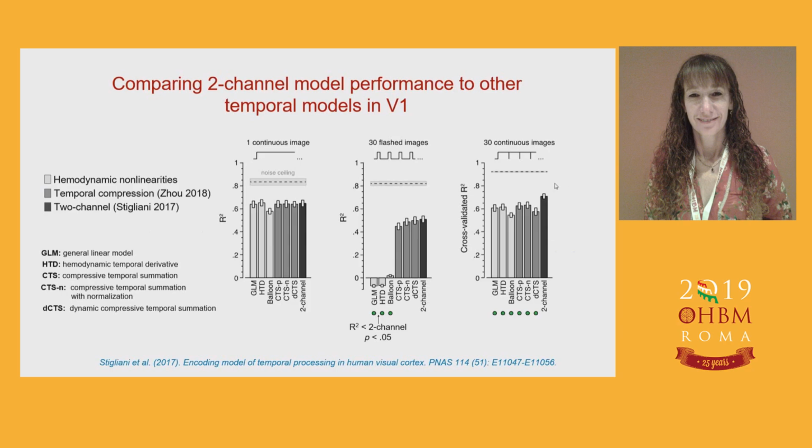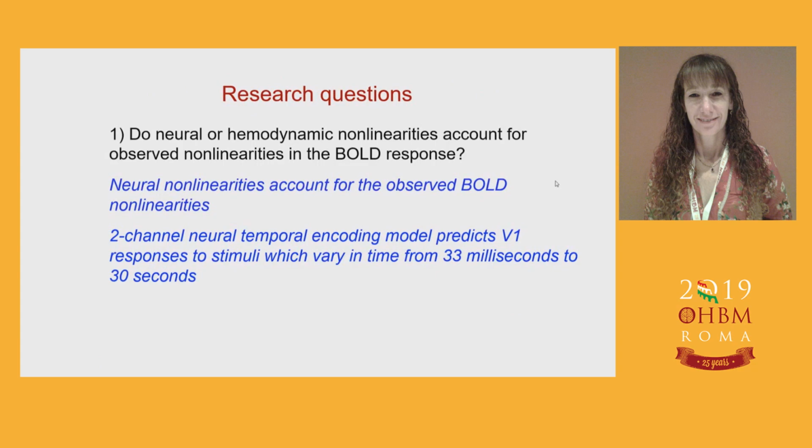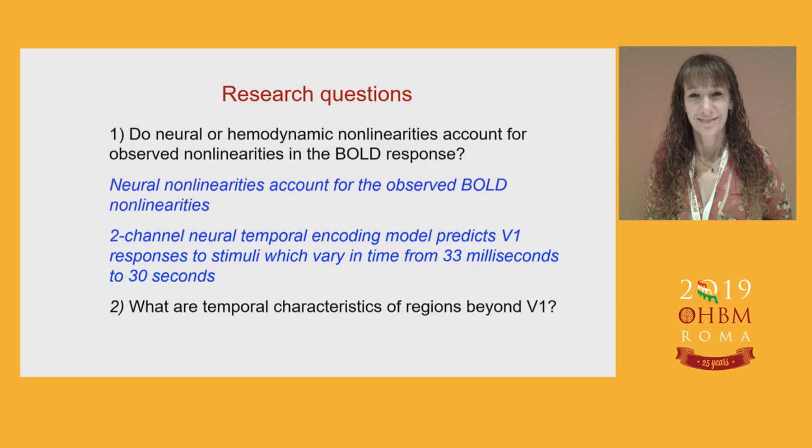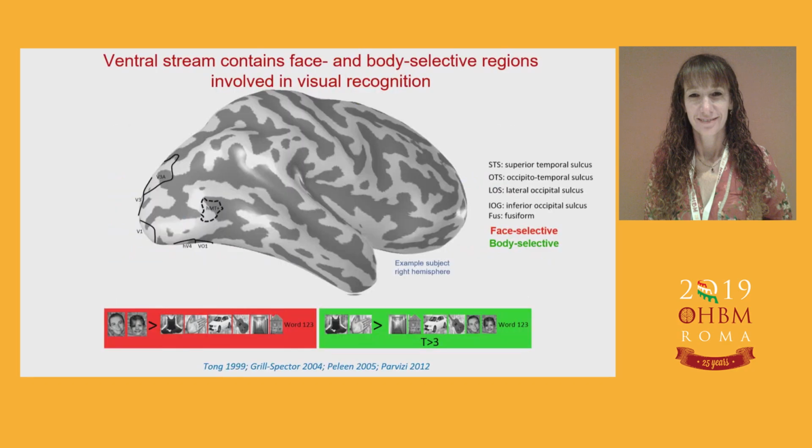So the results of the first set of experiments suggest that neural nonlinearities can account for the observed BOLD nonlinearities, and in particular, a 2-channel temporal model can predict V1 responses to stimuli that vary in time all the way from 33 milliseconds to 30 seconds. The question is if we can implement these kinds of models to learn something new about temporal characteristics of the visual system beyond V1. And we're interested in looking at temporal characteristics of regions across 2 processing streams.